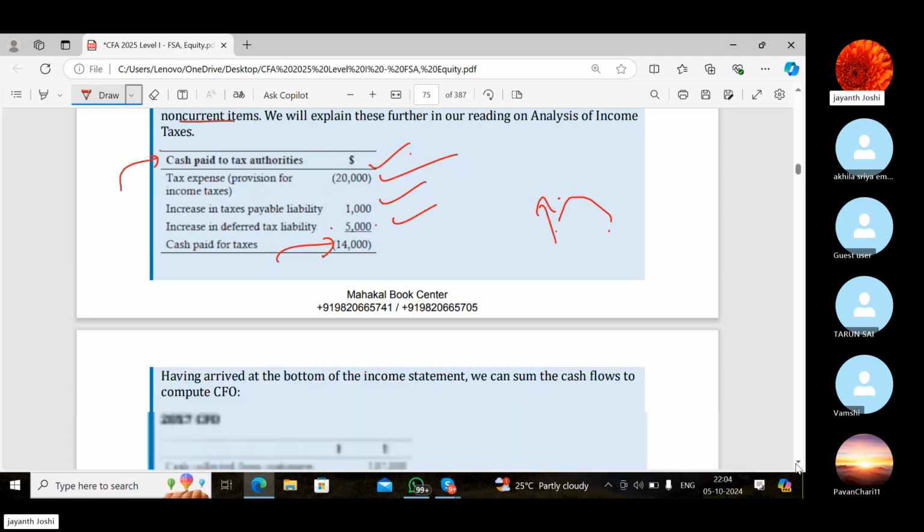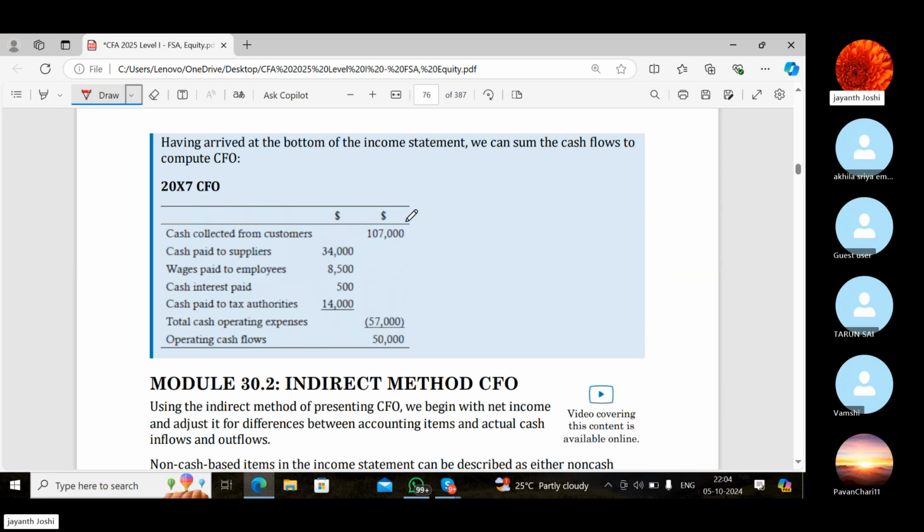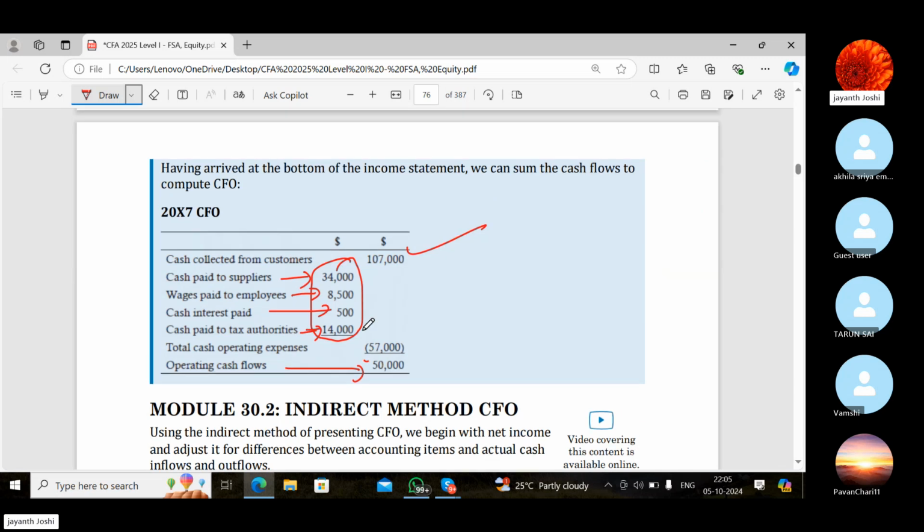After getting all these figures, we need to put them together: cash collected from customers, paid to suppliers, wages paid to employees, interest paid, and taxes paid to tax authorities. We paid this much cash in the form of taxes. When we subtract all of them, we get operating cash flows. I would like you to go through this once again. Any doubts, please bring to my notice. I'm waiting.